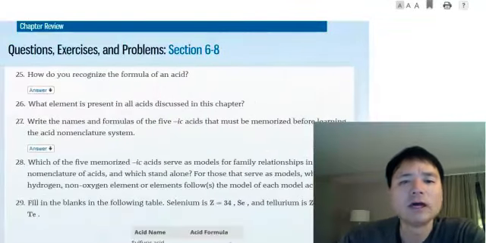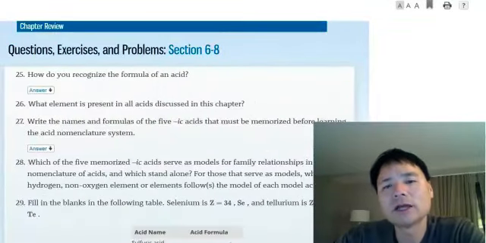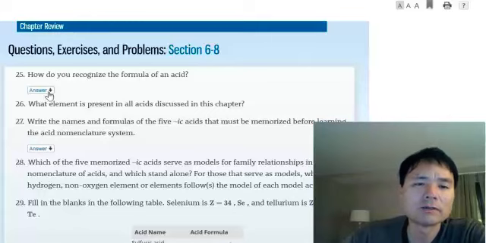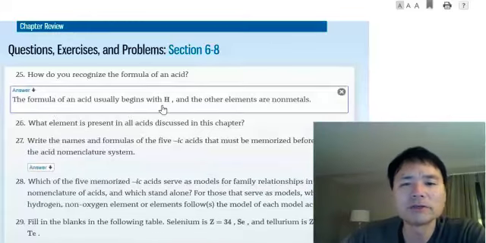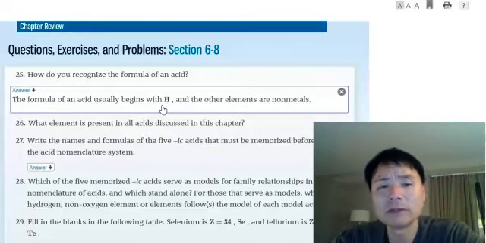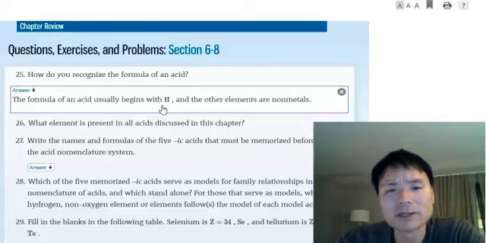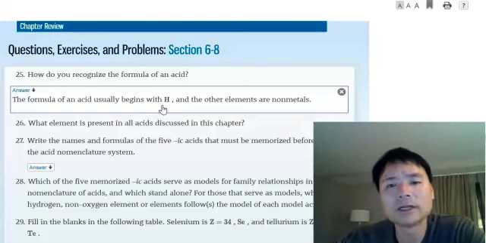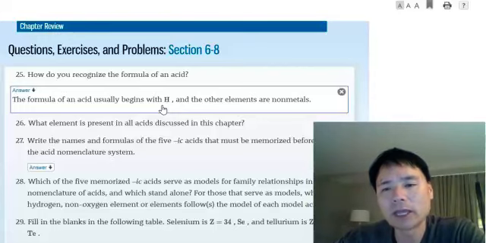Number 25. How do you recognize the formula of an acid? Well, acids always have the same cation or the same initial element, which is hydrogen. So acids would have a hydrogen. Begins with an H. Not always, but usually begins with an H. So that's not a law by any means. And the other elements are nonmetals. So that's one way. And acid anions are determined by, they begin with H and they have a negative charge.